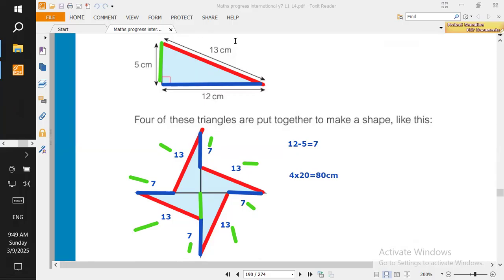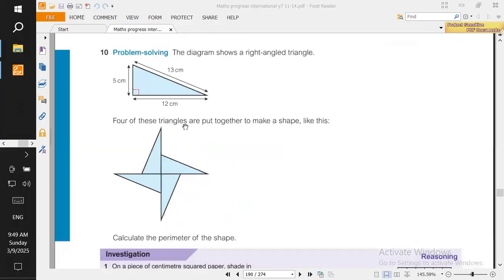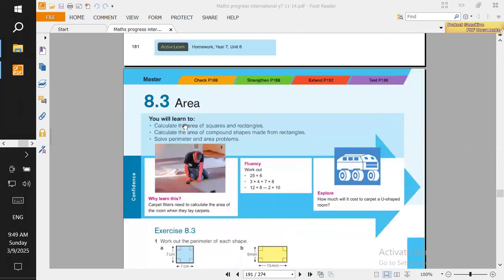Focus on the units. If they are the same, you can do these steps directly. If they're not the same, make sure that you make them the same and then do the steps that you need. And this is how you find the perimeter of shapes. Now let's move on to the next lesson.